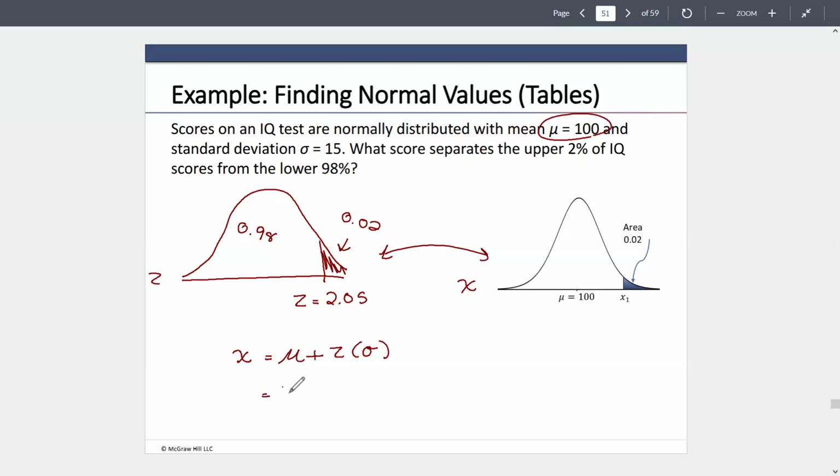So for IQs, where the mean is 100, and then our standard deviation is 15. Our z-score, if we were trying to find that score that splits the upper 2% from the bottom 98%, we got approximately 2.05. So it's just a little over 130. Let's figure out exactly what it is.